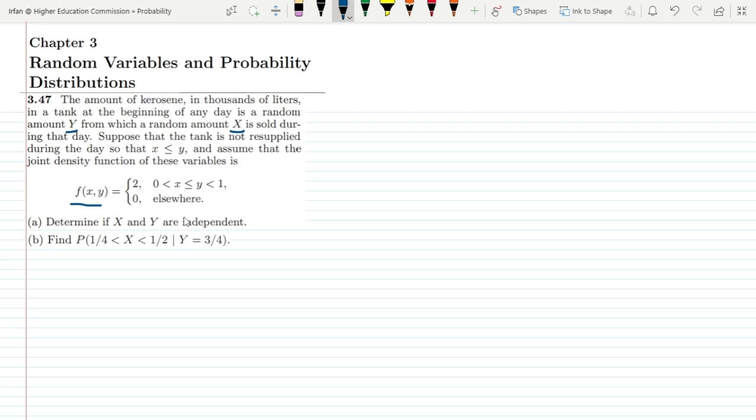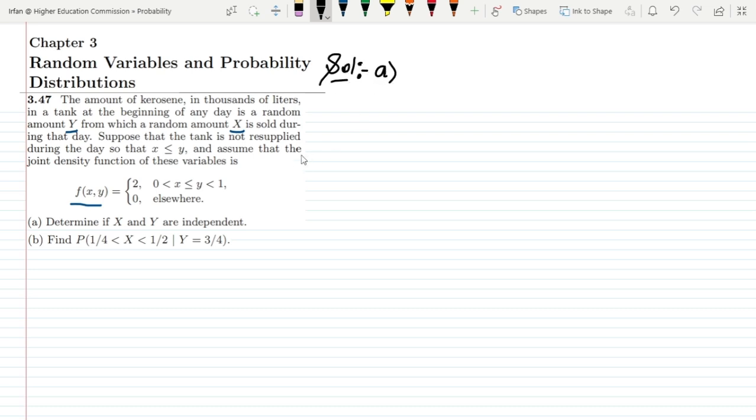Okay, so on the basis of this statement, what do we have to find out? We have to determine (a) whether x and y are independent or not, and (b) the probability that x is greater than 1/4 and less than 1/2, given that y is equal to 3/4. Okay, so in order to solve it, let me first solve part A of my question.